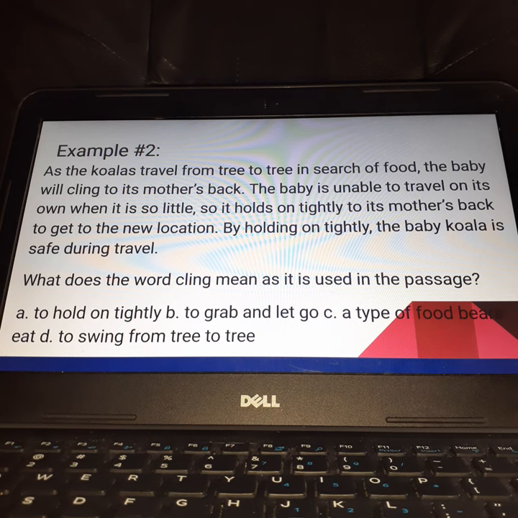C, a type of food bears eat. As the koalas travel from tree to tree in search of food, the baby will type of food bears eat. That makes absolutely no sense. So we're going to slash that. And lastly, D says to swing from tree to tree. As the koalas travel from tree to tree in search of food, the baby will swing from tree to its mother's back. I don't think that makes sense, guys. So our only best choice is going to be A, to hold on tightly.